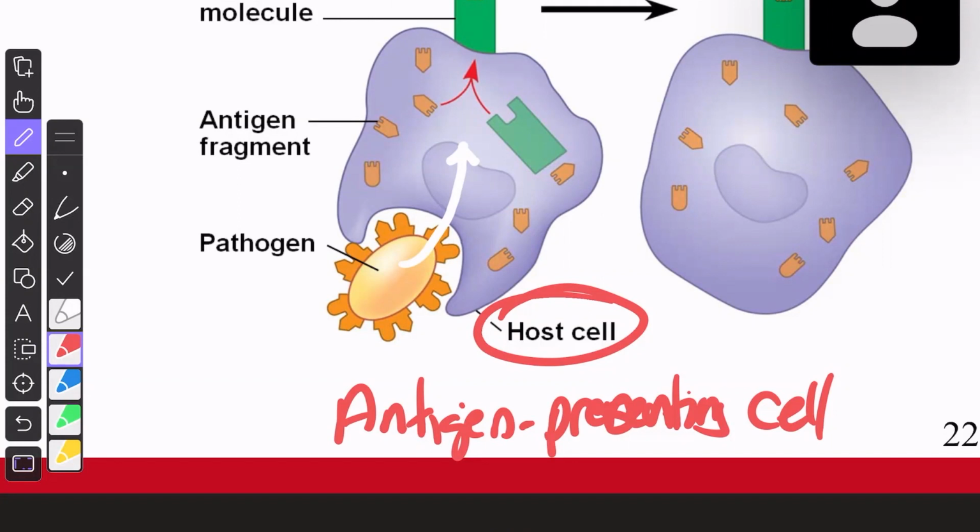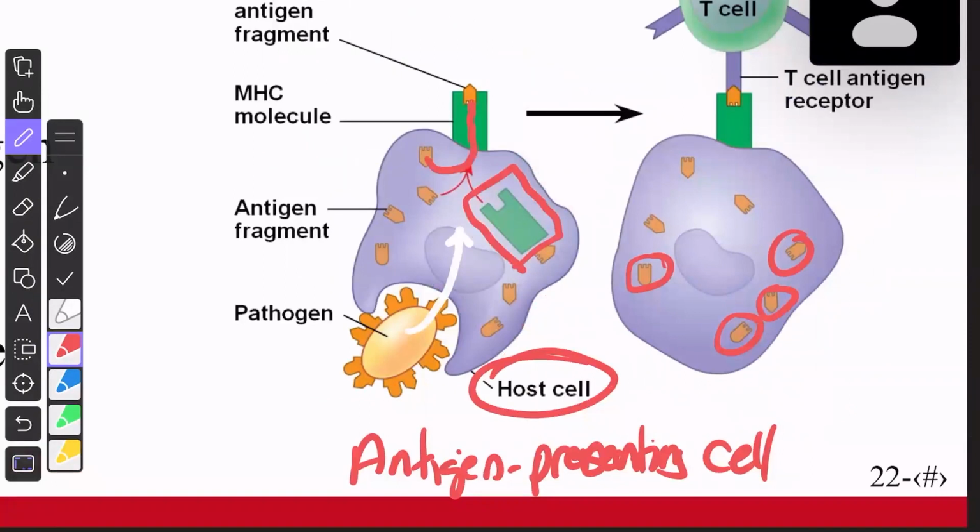Our antigen presenting cell has taken in this pathogen, identified the pathogen, has created the appropriate MHC marker, moved it to the outside of the cell, broken down my pathogen into little fragments, and then I'm going to move those little fragments out to the outside of that marker. So all of this is coming from inside of the cell out.